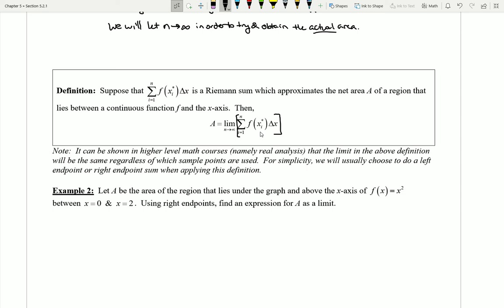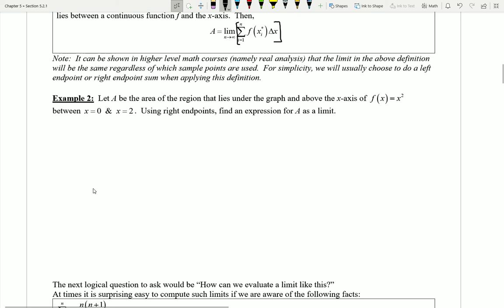For our purposes in this class, we will always be doing right endpoints when we do these sorts of calculations by hand, and we'll see how to do that right now as we look at example number 2. This is actually the exact same thing as what we saw in the opening example in example 1. Let A be the area of the region that lies under the graph of f of x equals x squared between 0 and 2. Now, using right endpoints, I want to find an expression for A that tells me exactly what A is, but as a limit.